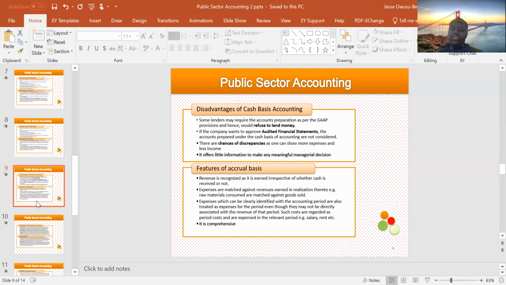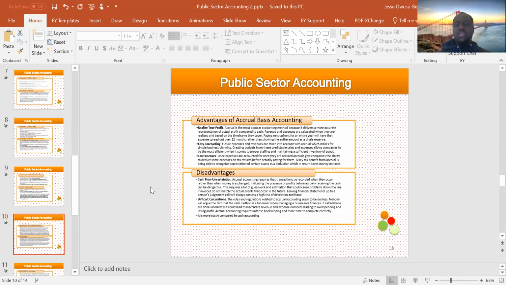It's also comprehensive. It's a more comprehensive basis of accounting rather than the cash basis. Very key. Please take note of that. Another feature is that it also offers more financial information compared to the cash basis. So it helps to make proper managerial decisions. You can make proper managerial decisions based on that.